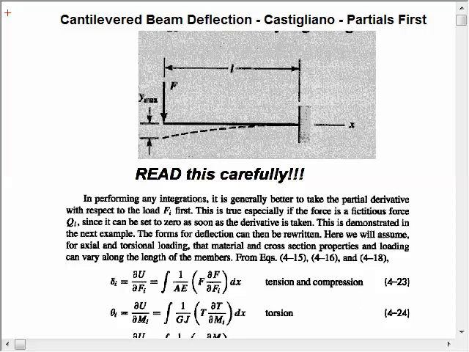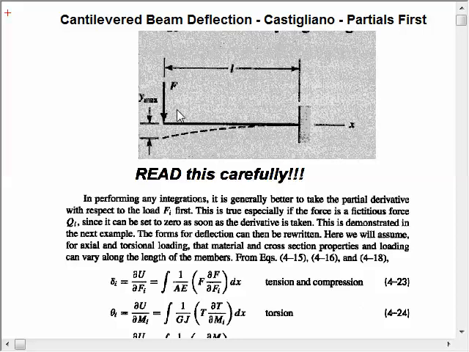Okay, in this video I'm going to work the problem that I worked just a moment ago, which is the cantilevered beam, end loaded, and I want to calculate the deflection at the end. But in the earlier problem, I used the naive definition of Castigliano, which says write an energy equation, and after you finish the energy equation, take the partial derivative of the energy with respect to the load to get the deflection. And so I called that one the energy first method.